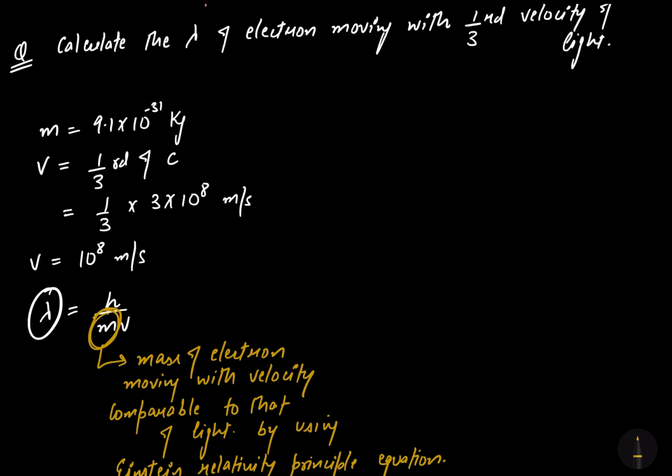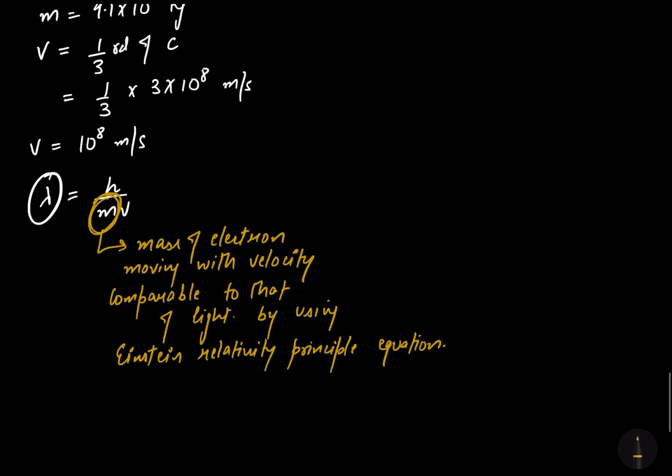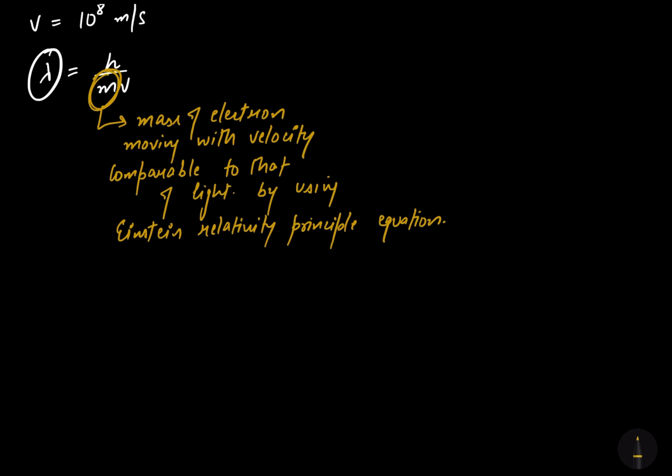But first of all, I will evaluate the mass of electron, which is moving with the speed which is comparable to the speed of light. I will not use the mass 9.1 into 10 to the minus 31 kg directly. I will firstly evaluate the mass of the moving electron. So let's use the Einstein relativity principle equation, which is m is equal to m naught divided by 1 minus v upon c whole square root.